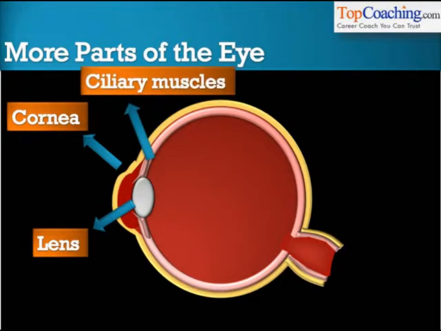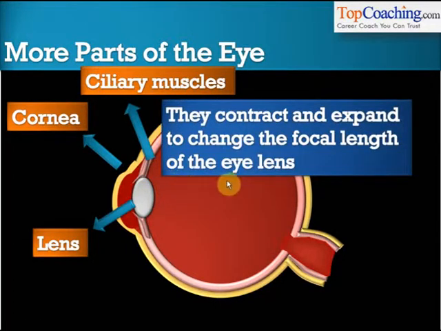The ciliary muscles are some other important parts of the eye. The ciliary muscles are muscles located at the top of the eye lens and at the bottom of the eye lens.